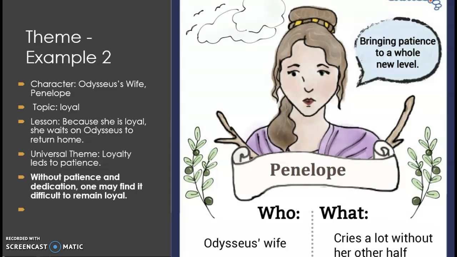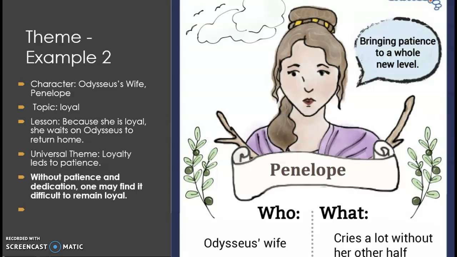All right, so theme example number two. This is Penelope, and we know that Penelope is Odysseus' wife, right? So where is Penelope while he is on his journey? She's at home. Twenty years. She's at Ithaca, waiting for him to come home. You want to talk about bringing patience to a whole new level? Could you imagine waiting for something or someone for 20 years?